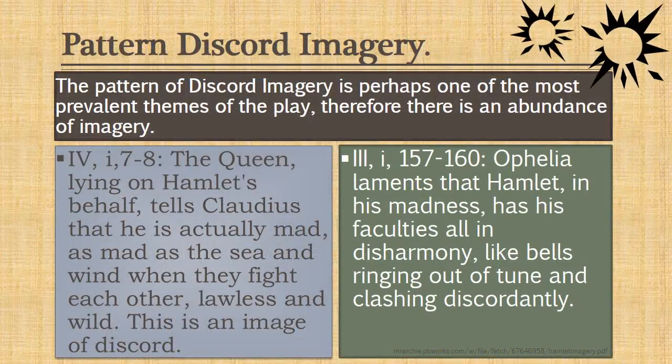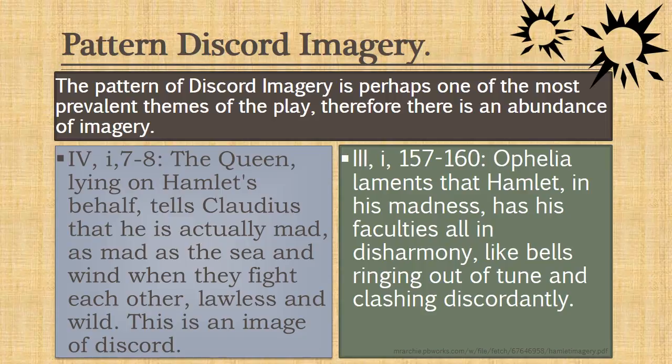Now let's look at the pattern of discord imagery used within Hamlet. Elizabethans tended to have a faith in the divine order of nature. Everything had its proper place and function under God. Everything was linked in an endless chain, and everything and everyone had their place. When all was well, harmony reigned. However, when some unnatural act occurred, the idea was that it set off a chain reaction that threw everything into chaos until it was fixed.